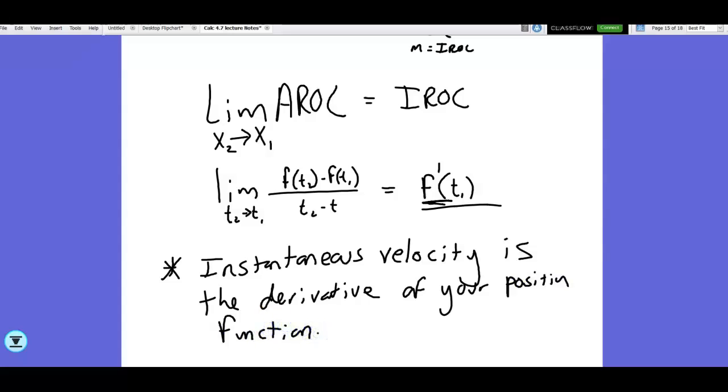So that's the big aha I want you guys to walk away from with this slide: if your position function is f, whenever you do f of t2 minus f of t1 over t2 minus t1, that gives you the average rate of change. But if you find the limit of that as those two times get closer and closer together to becoming a single point, you end up with an instantaneous rate of change. And the instantaneous rate of change of position is velocity. Okay? And so that's the idea there.